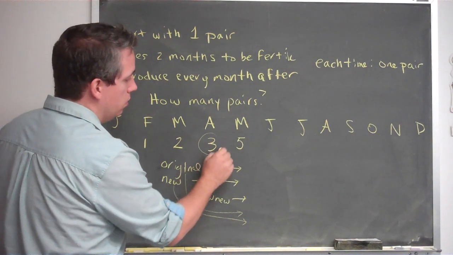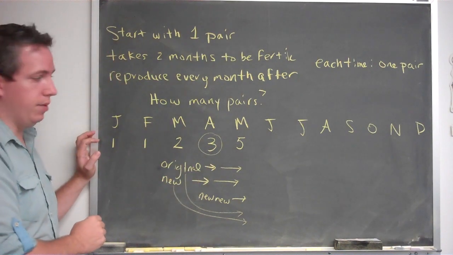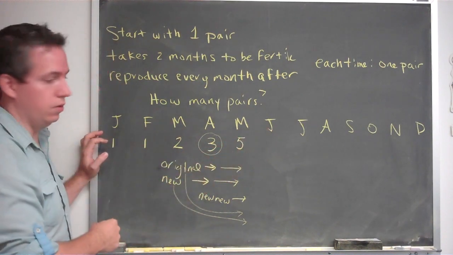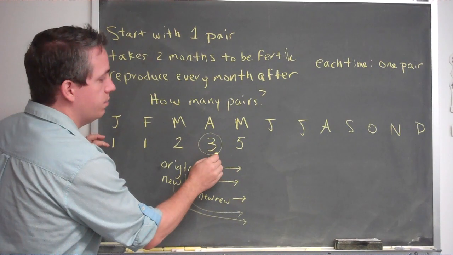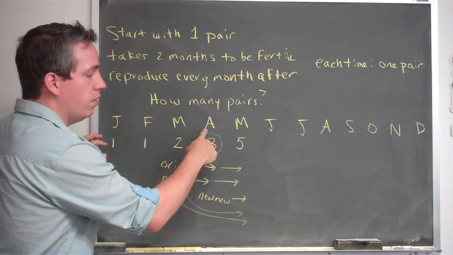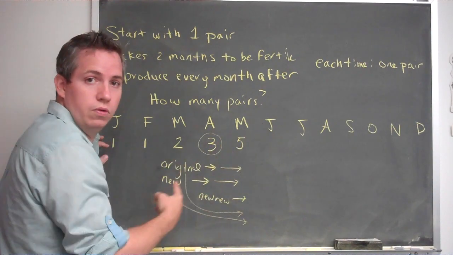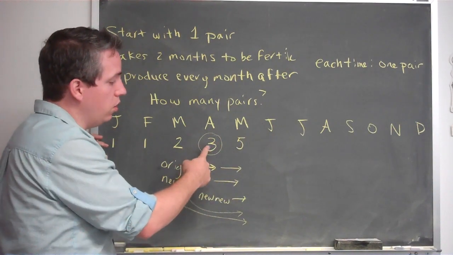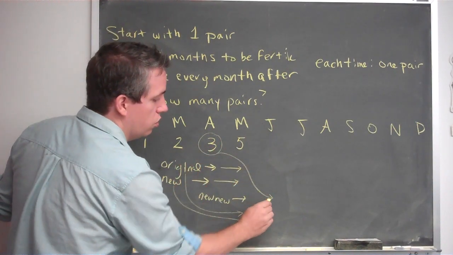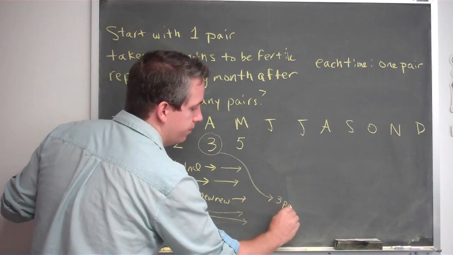If we look at April, there are three pairs of baby rabbits. So now we're going to try to figure out what June is doing. Now these three pairs of baby rabbits, because they were around in April, will be going 2 months into the future to get to June. And so there would be three new pairs of baby rabbits. So, three pairs of babies.